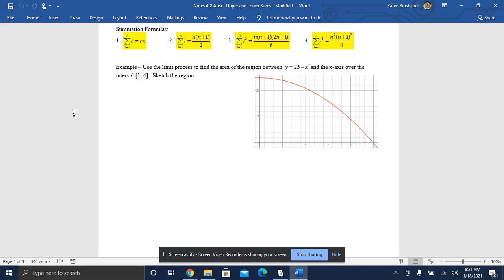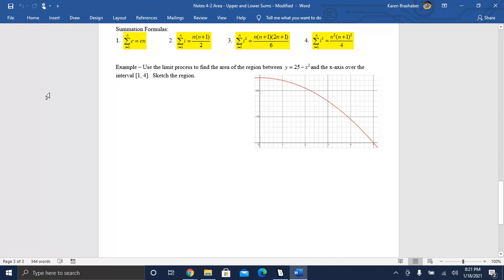All right, so we will begin working on the limit process for finding the area under the curve. And this will lead us to eventually doing what we call definite integration. Now, when we do the limit process, you're going to have to be familiar with summation formulas. So I have highlighted, there are 4 of them.